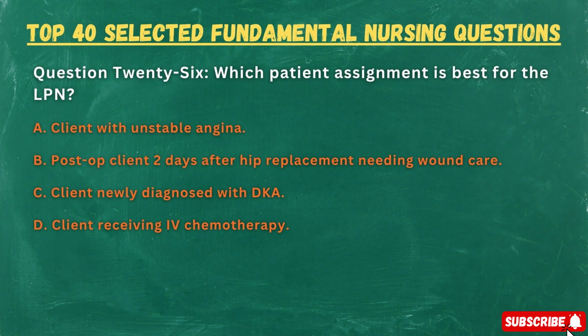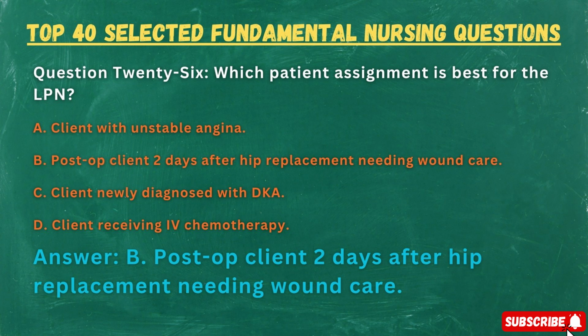Question 26. Which patient assignment is best for the LPN? A. Client with unstable angina. B. Post-op client 2 days after hip replacement needing wound care. C. Client newly diagnosed with DKA. D. Client receiving chemotherapy. Answer. B. Post-op client 2 days after hip replacement needing wound care.